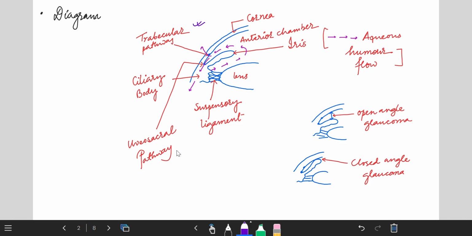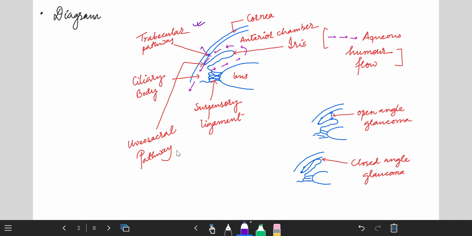So when there is glaucoma, we need to improve the drainage system of the glaucoma patient. For this purpose, sometimes we need to follow another pathway, that is uveoscleral pathway. In the normal pathway, aqueous humor always follows the trabecular pathway, but if the trabecular pathway is blocked, we need to follow the uveoscleral pathway.